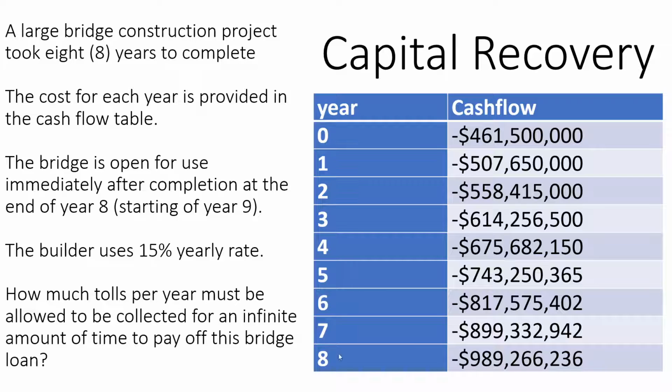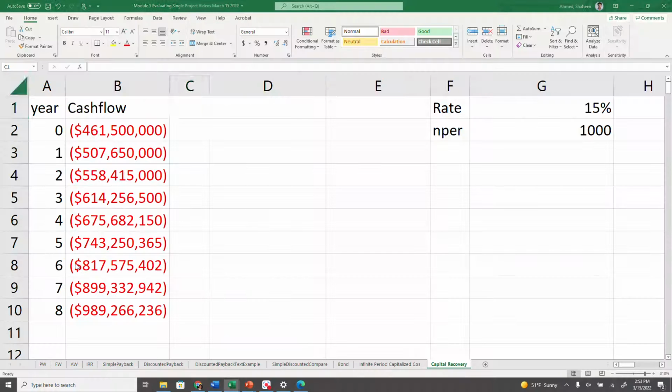Now here is an example where a bridge is going to be constructed and there was this cash flow for the 8 years of that construction. So this is the amount the contractor spent for the 8 years. Let's say we get this loan from this contractor, and the condition is they're going to collect tolls forever at a rate of 15%, and how much money will they be allowed to collect per year as a toll to pay off all of their loan at 15%? So that's the condition. Let's go ahead and solve this problem.